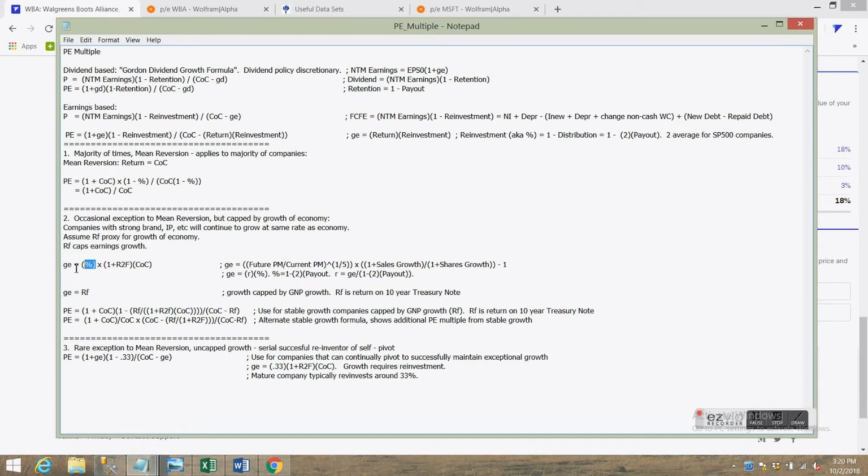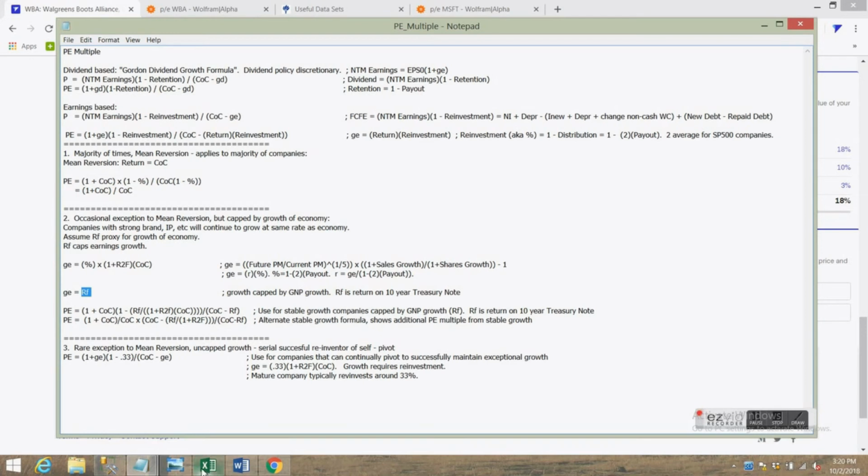And I actually went the wrong way earlier. If you take the GE and divide it by this factor, it'll tell you the maximum retention, the reinvestment that the company will be able to make when they're capped by the market or overall growth of the economy, which is reflected by RF.